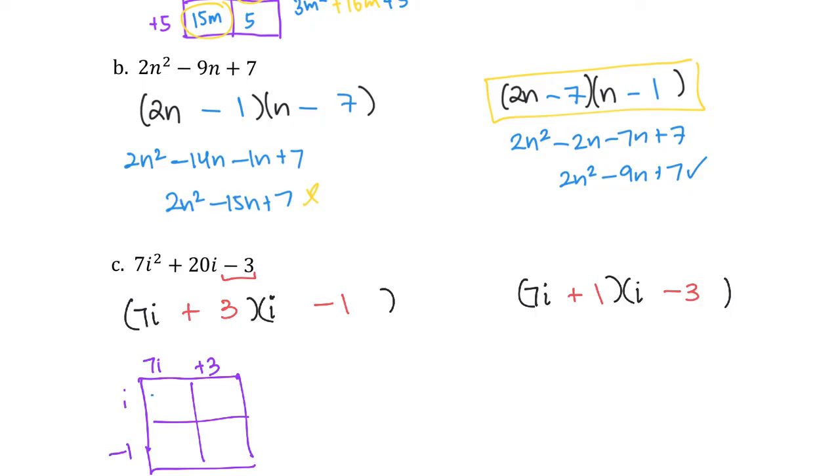Okay, 7i times i is 7i to the second, 3i minus 7i. 7i to the second, 3i minus 7i is negative 4i. Oh, this isn't the winner. I need a 20. Okay, let me try the next one.